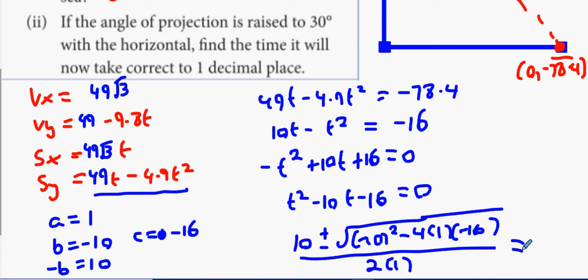And we just get 11.4. You don't have to worry about the negative value, do you? No. Yeah, the other one's a negative value, so you don't need it. The other one's minus 1.4, so you don't need it. Alright, 11.4 seconds and we're good to go. Ready to move on?